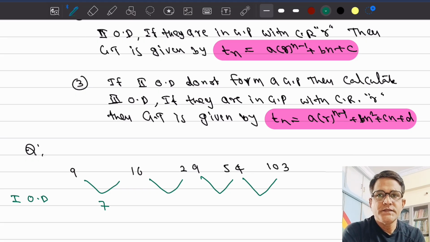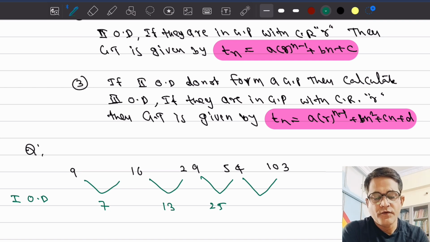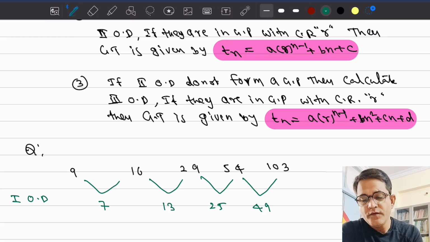29 minus 16, 13. Next 54 minus 29, 25. 103 minus 54, 49. So these are the first order differences. These are neither equal nor form a GP. That's why we go for second order differences.